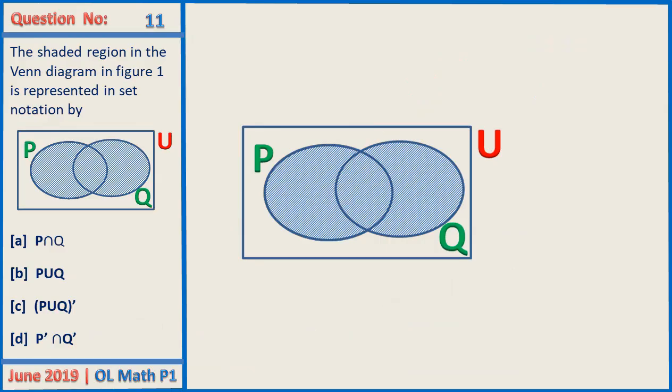Question 11. The shaded region in the Venn diagram in figure 1 represents the set notation by... This is a simple question since primary school, or in your grades 5 and 6, and equally in grades 6 to 10 and so on. In fact, you have seen this question all the time and it's direct. So this actually represents P and Q combined, which is P union Q, B.